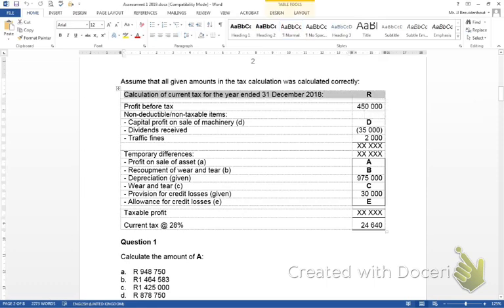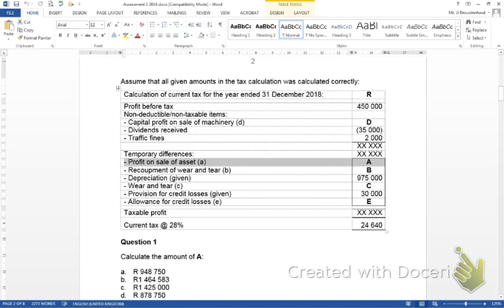Now this question, you had to start off by calculating the current certain amounts in the current tax calculation. And the first one that was asked was the profit on the sale of an asset. If you go back to your tax handouts, you will find that these questions come straight from your class examples. To calculate the profit on the sale of an asset, this is your accounting profit. Remember, this is a tax calculation. So what you are seeing here is your accounting profit, and that is why you want to calculate number A, what was the accounting profit.